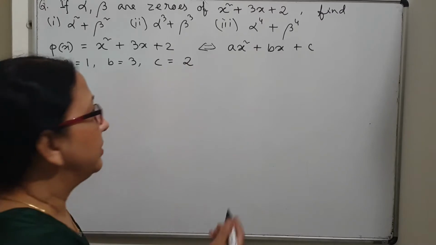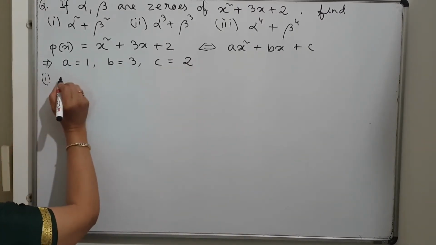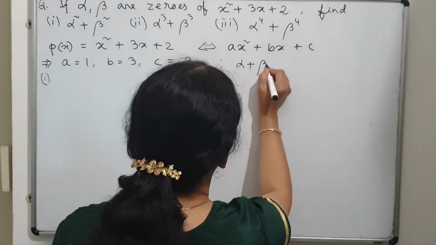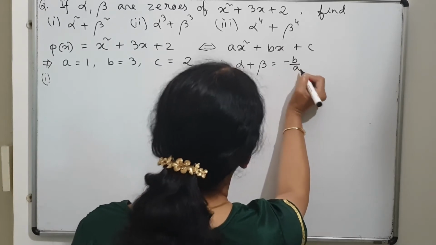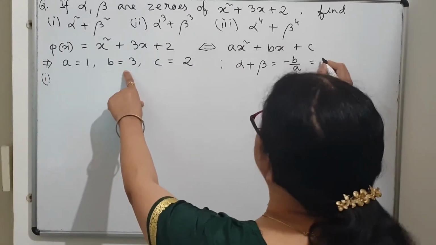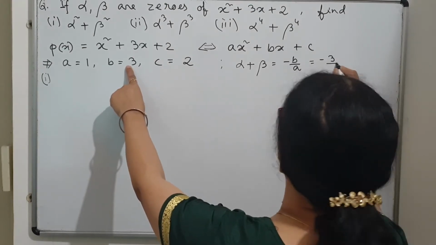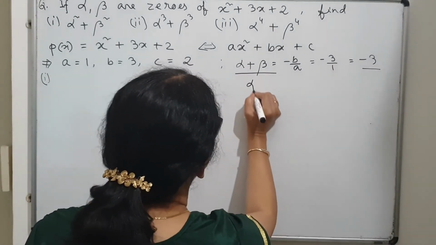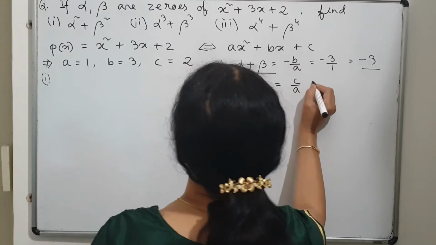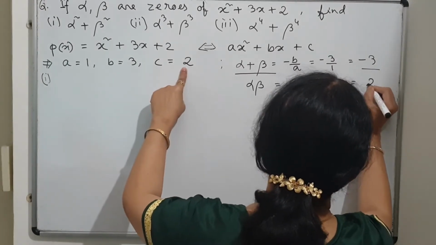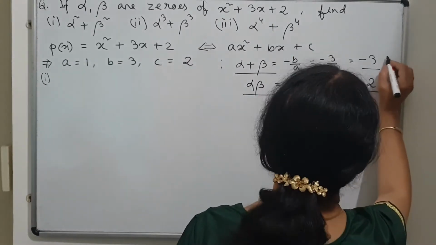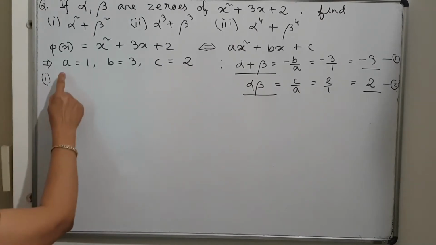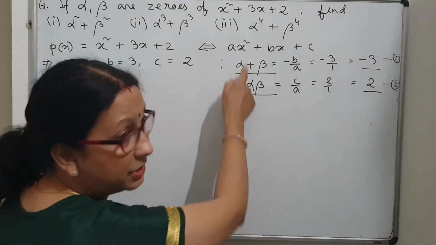Now let us use the relationship for the first part. Before that, let me write down the relationships. Sum of the zeros is minus b upon a. What is minus b? That is minus 3 by 1, that is minus 3. So alpha plus beta is minus 3. And product of zeros is c upon a. C is 2, so 2 by 1, that is 2. So these two things I have. Say this is equation 1 and this is equation 2. So after writing the values of the coefficients and getting the equations of the zeros, we will start solving.